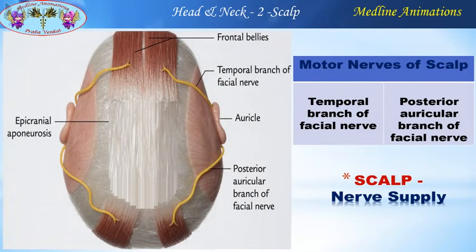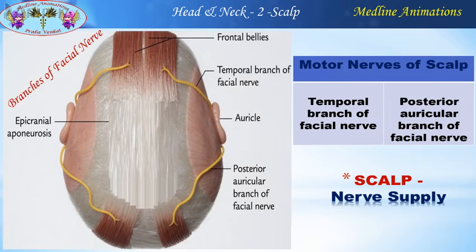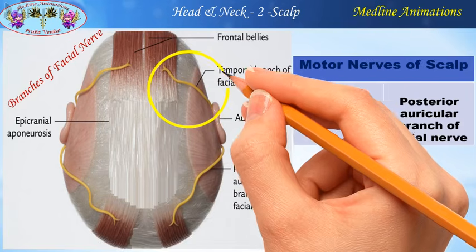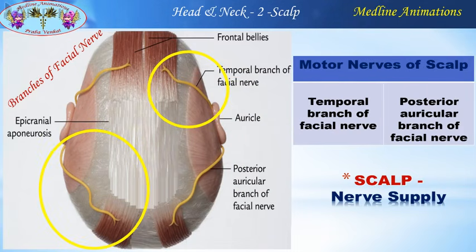Let's see the motor nerve supplying the scalp. The branches of facial nerve is the motor nerve supplying the occipitofrontalis muscle of scalp. The frontal bellies are supplied by the temporal branch of facial nerve, and the occipital bellies are supplied by the posterior auricular branch of facial nerve.